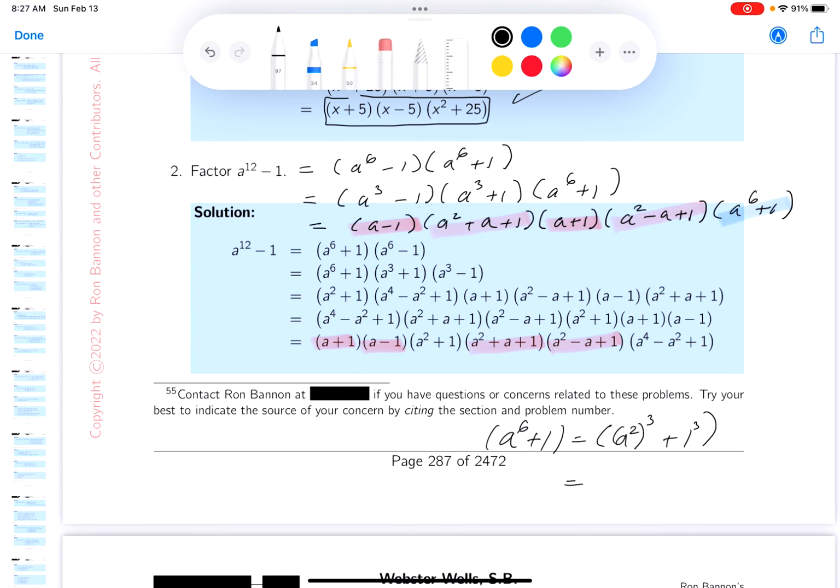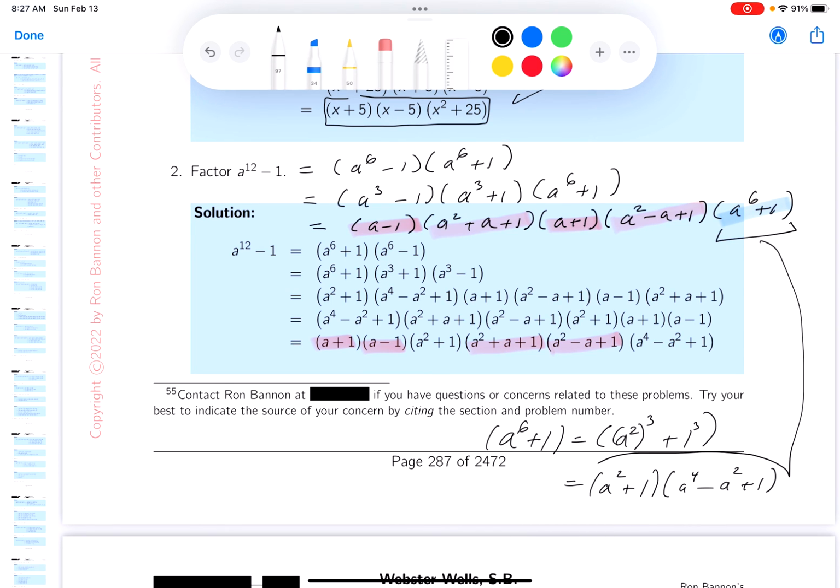And if you factor that, what would you get? Well, you get a squared plus 1, and then you would get a^4 minus a squared plus 1. So this guy here factors this thing over here, all right? Let's just check that. A squared plus 1, a^4 minus a squared plus 1.